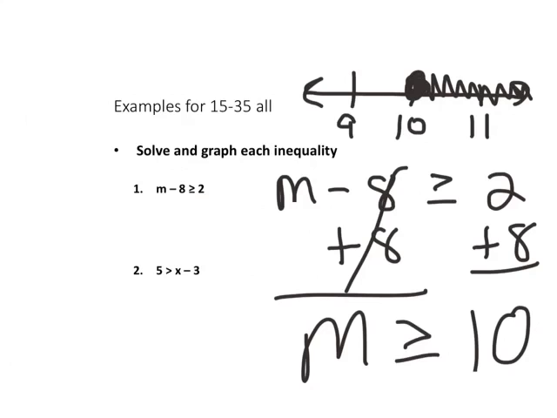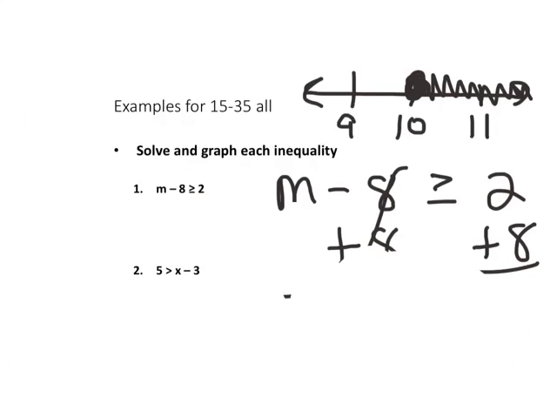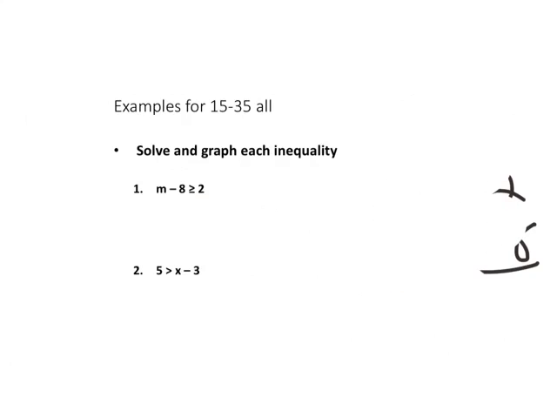Let's try another one here. Let me clear my slate. So I'm going to go ahead and grab the eraser here and clear things off. Let's try the second example, and this is our last example of the evening. So our last example of the evening here is going to be 5. Oop. I'm using this for the first time here. They updated the software, so let's go back to that. 5 is greater than x minus 3.